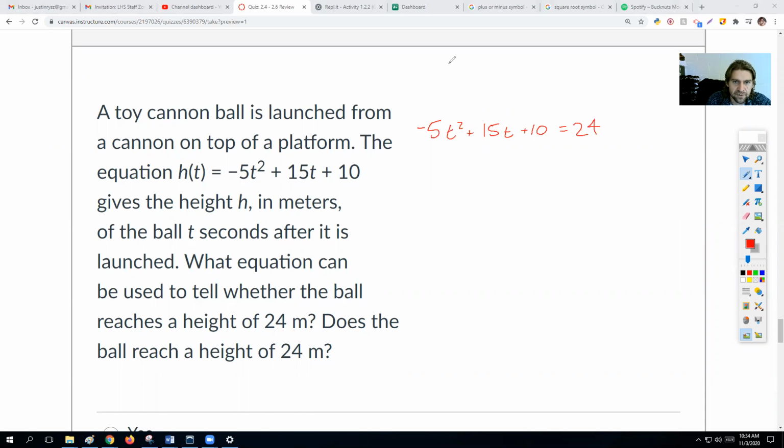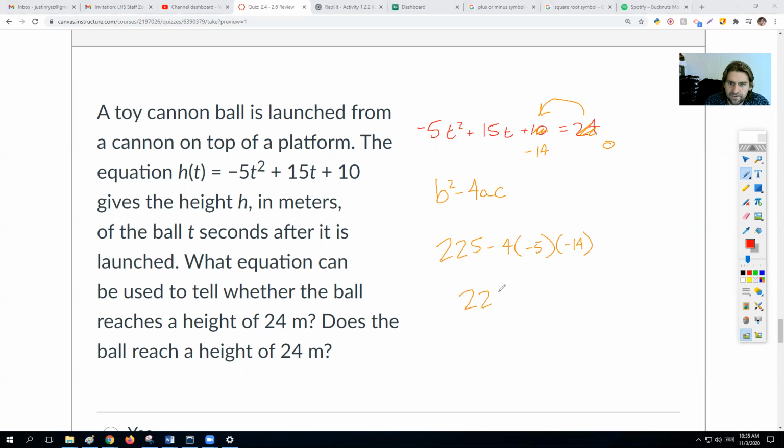Or if we just want to know whether the time is going to be real or if it's going to be imaginary, we can use the discriminant, the b squared minus 4ac. If this turns out to be a number that's bigger than 0, it's going to be a real answer. As long as this number is not negative, we would have a real solution. So let's see, b squared. 15 squared is 225. Minus 4 times a, which is negative 5. Now c, we actually have to subtract 24 over, and that would be a negative 14. We make this equal to 0.